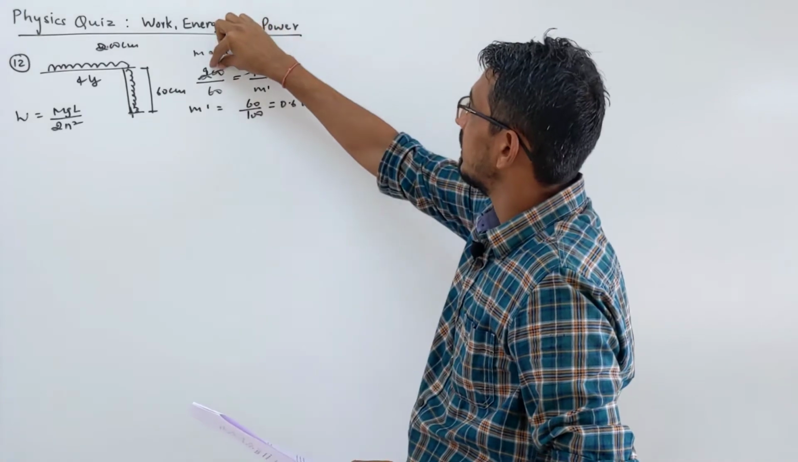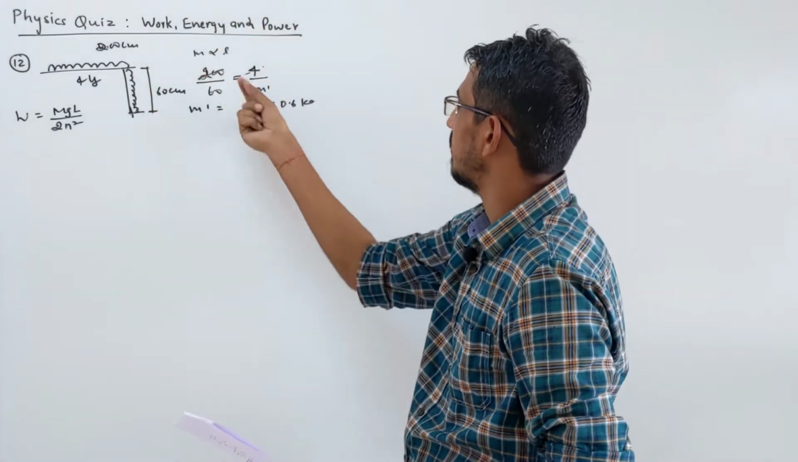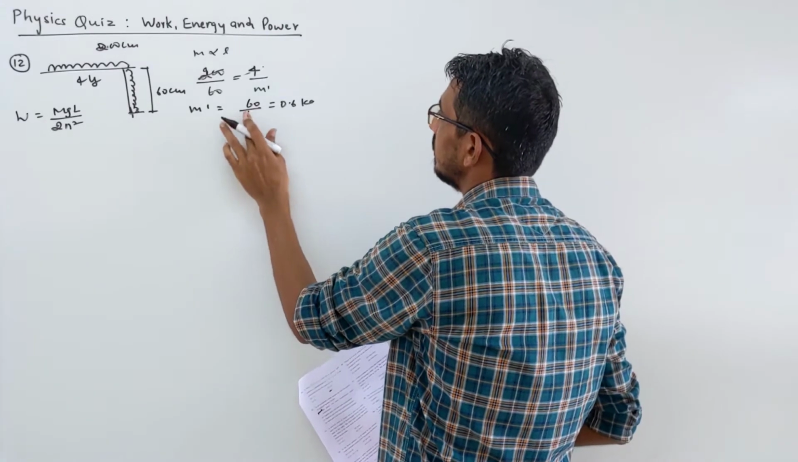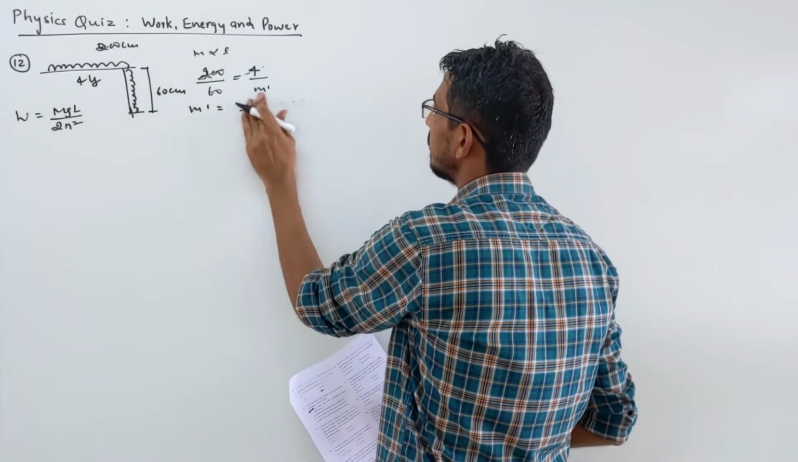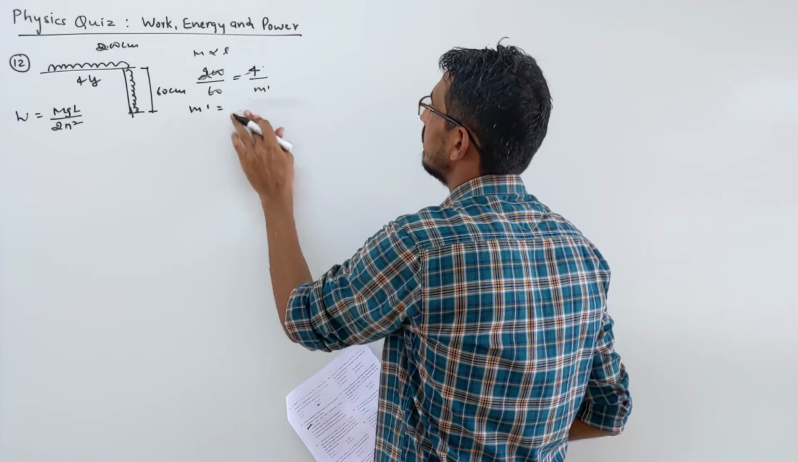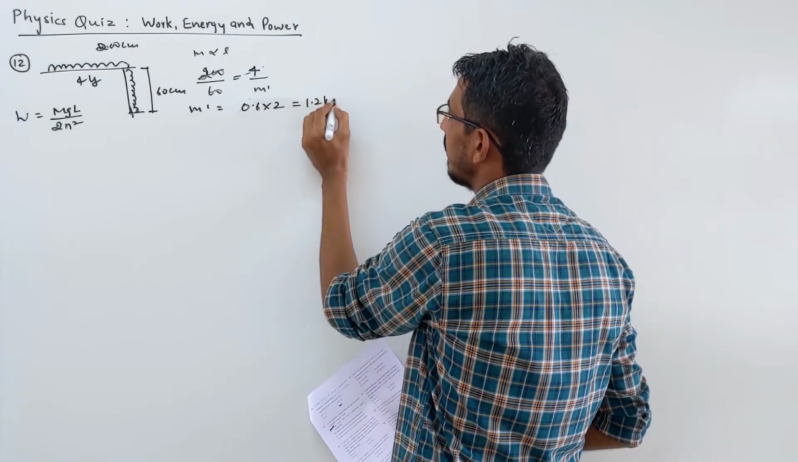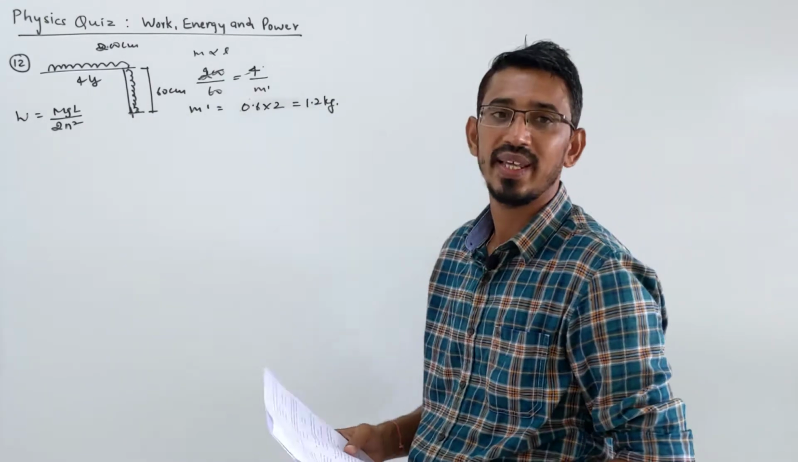So this is the total length, this is the total mass, this is the length, that much length. We want to find the mass of that much piece. So you cancel it here, and this becomes 0.6 into 2, that becomes 1.2 kg. So that's the mass hanging below.